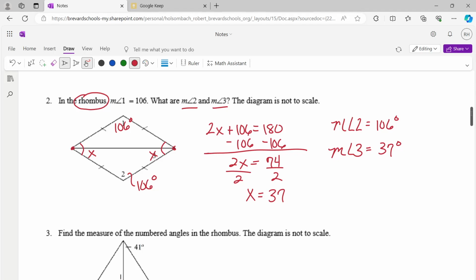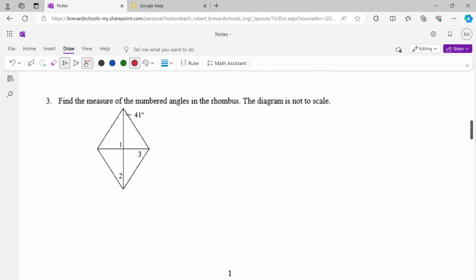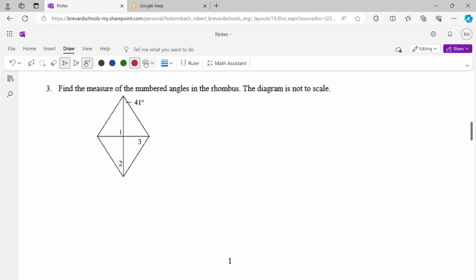Problem number 3. Find the measure of the numbered angles in the rhombus. Diagram is not to scale. Well, we just said that the diagonals of a rhombus are perpendicular. So the measure of angle 1 is equal to 90 degrees.